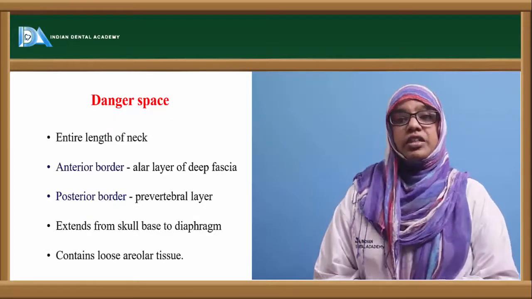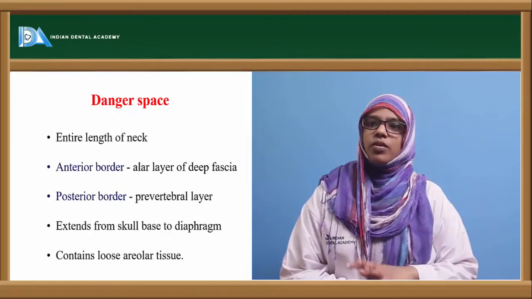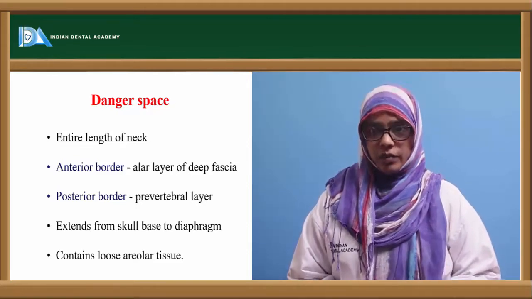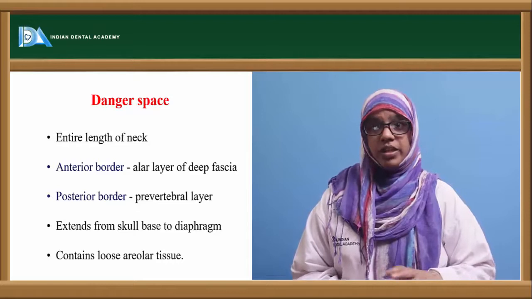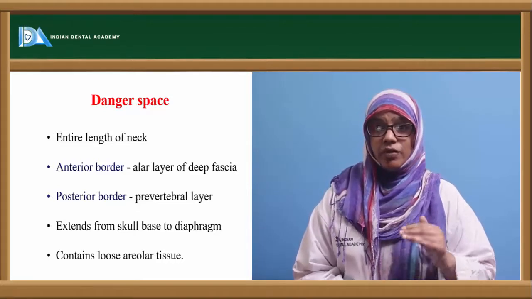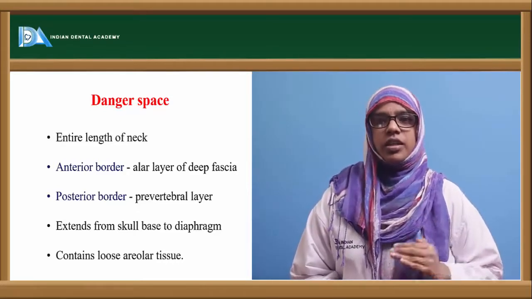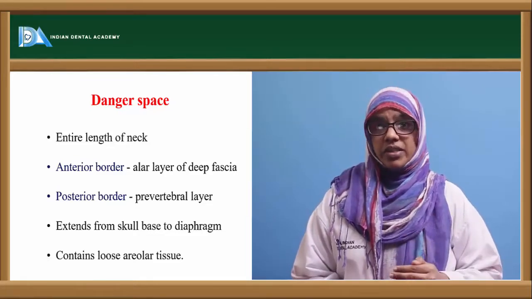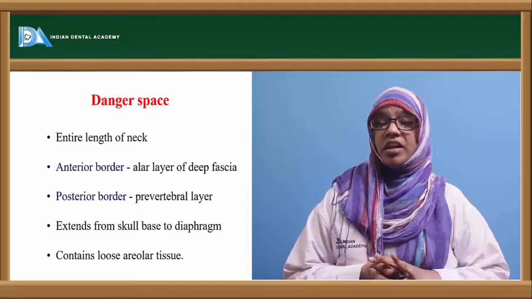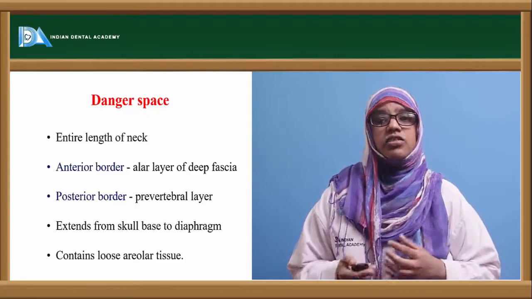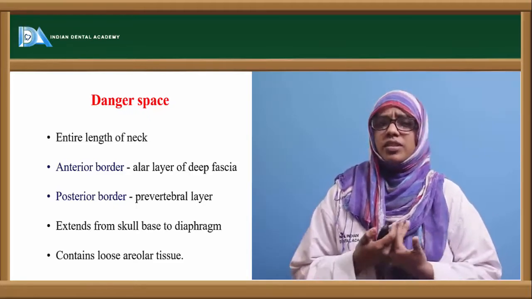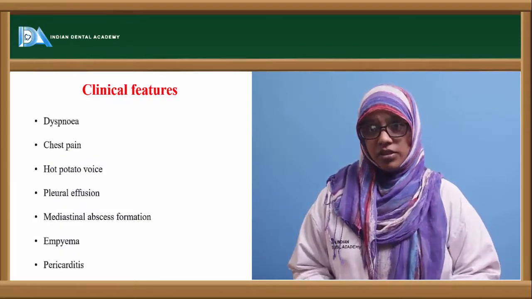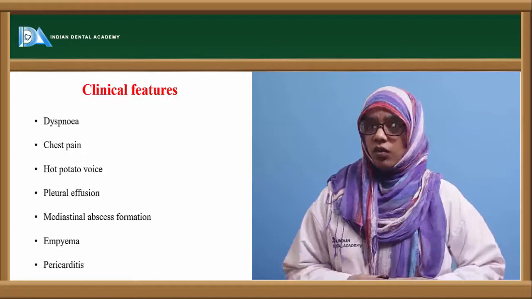Now, the danger space. It runs along the entire length of the neck, anteriorly bounded by the alar layer of deep cervical fascia, posteriorly by the prevertebral layer, extending from the skull base to the diaphragm, and contains basically loose areolar connective tissue. Once the space is involved, the infection spreads haywire because loose areolar connective tissue doesn't provide any resistance to infection. As the name suggests, danger space, its clinical feature is also very deadly.